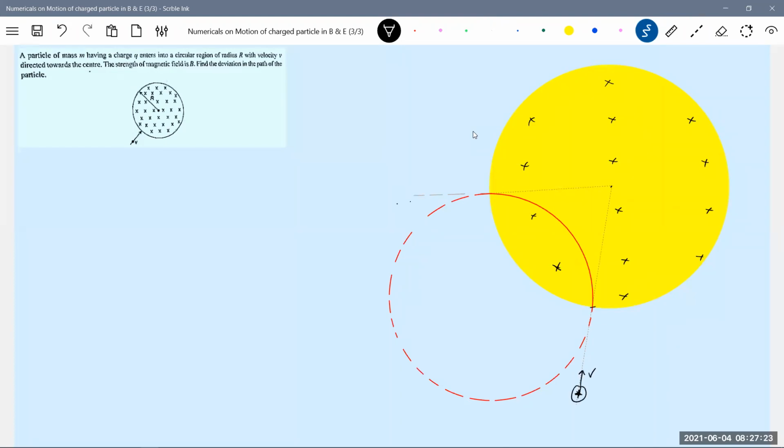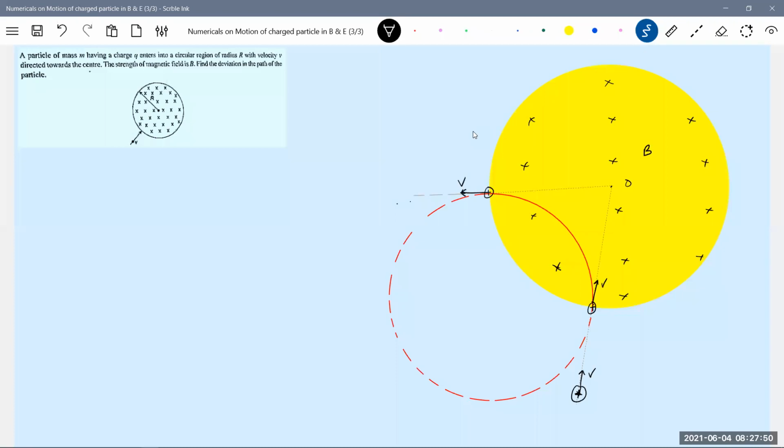The particle when it arrives here, check it now. B bar is into the plane. Okay, let me take this as O. B bar and velocity, the force will act towards the center. So the center of the circle is what is needed. And finally it emerges out. The question is asking about that deviation. According to the question, I made it.